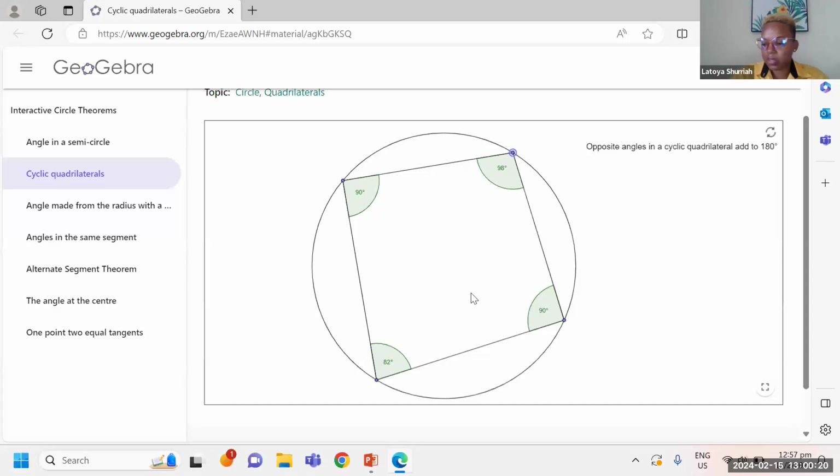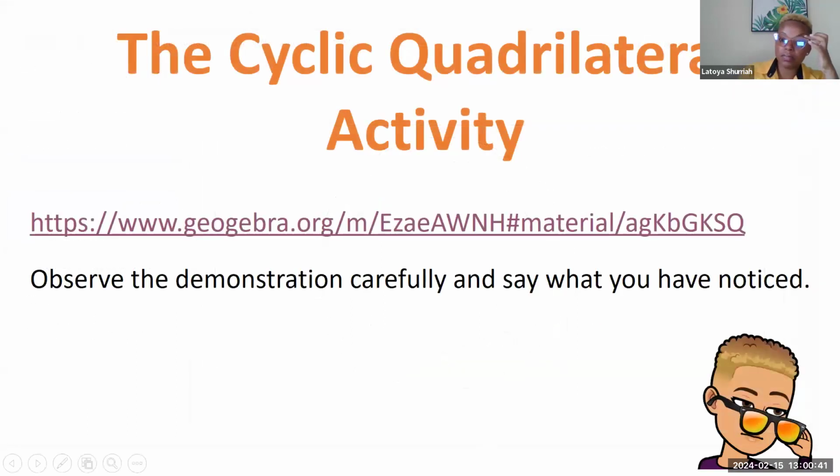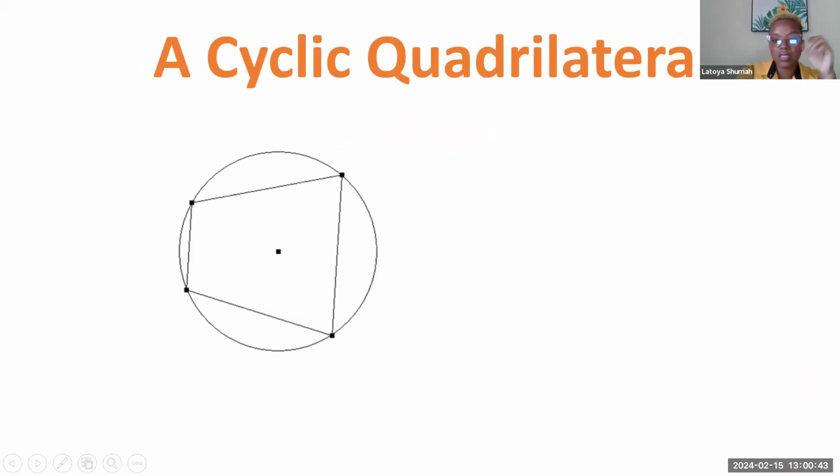Anybody having an issue with that? And they are supplementary. So when two angles sum to 180, we call that supplementary. So anytime you see the word supplementary, it is suggesting two angles sum to 180. Everybody can appreciate that? Who didn't see it? All right, I'm assuming everybody saw it.